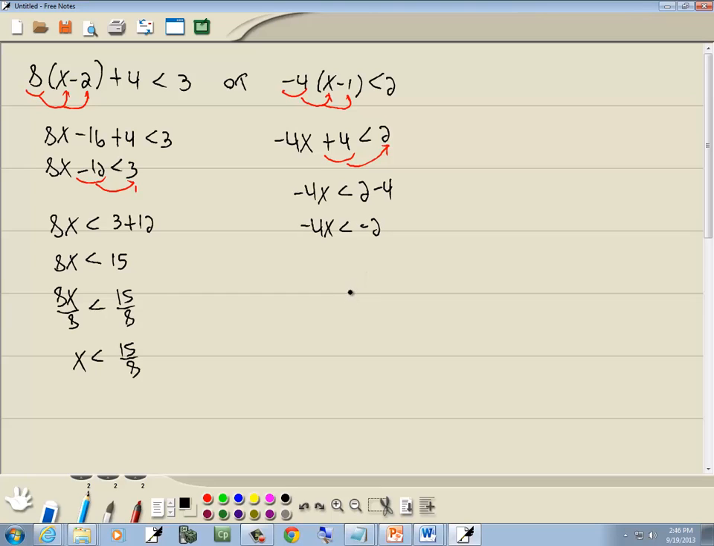Our last step is to divide both sides by the number in front of your x, which is negative 4. And remember, if we divide both sides by a negative number, we flip our inequality symbol. So less than becomes a greater than. So we got x is greater than, those negatives cancel, and 2/4 reduces to 1/2.